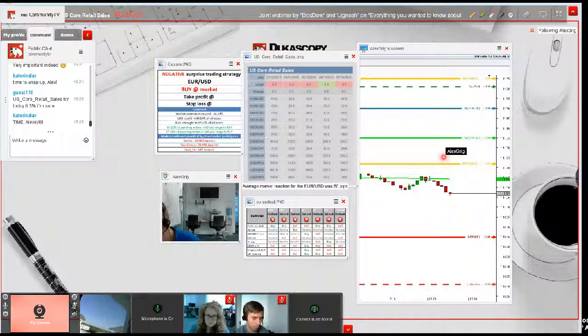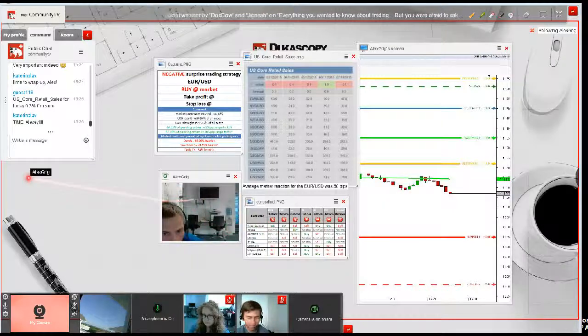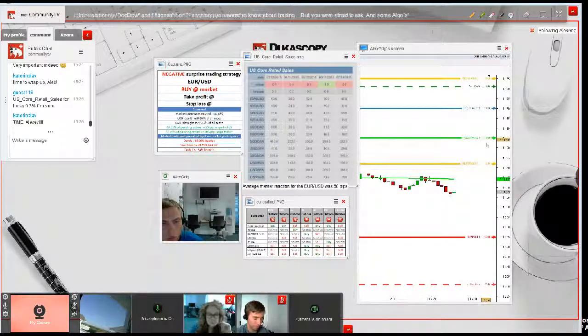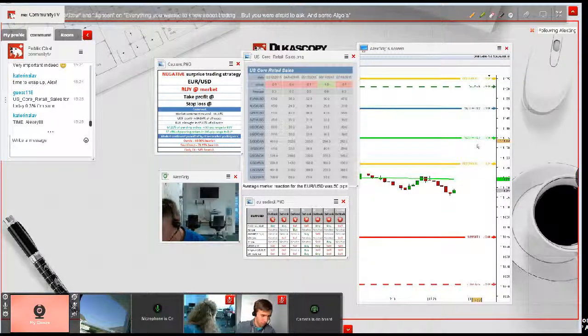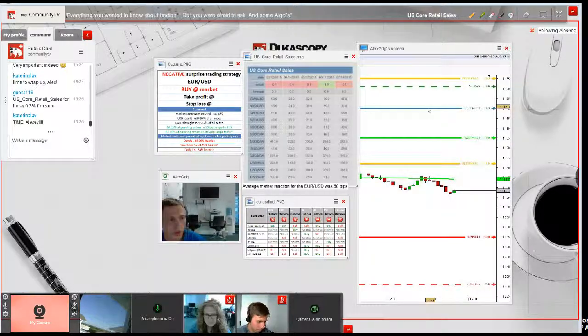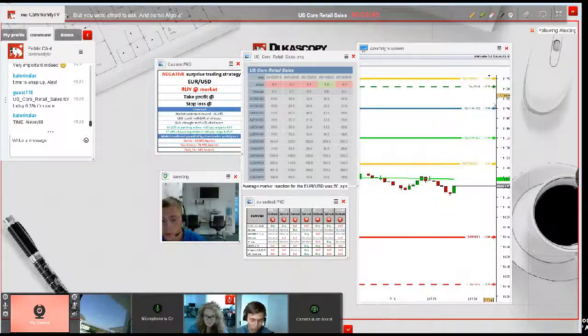If we talk about resistance zone number one, I put it at 1.1135, near the 4-hour R1 and R2. Just to show you the take profit level, it's located near 1.1167.